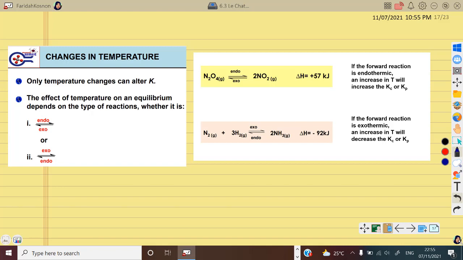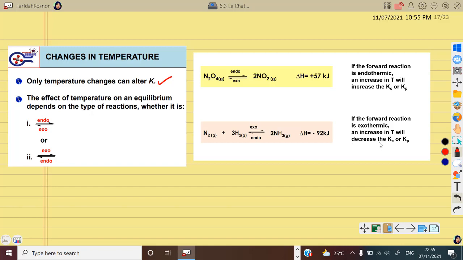Okay, now let's continue with changes in temperature. Untuk kita lihat changes in temperature ni, satu perkara yang you kena ingat, only temperature alter ataupun change the value of Kc or Kp. Okay, itu perkara yang sangat penting. Kemudian the effect of temperature on an equilibrium depends on the type of reaction.